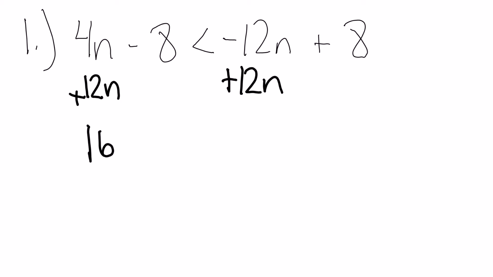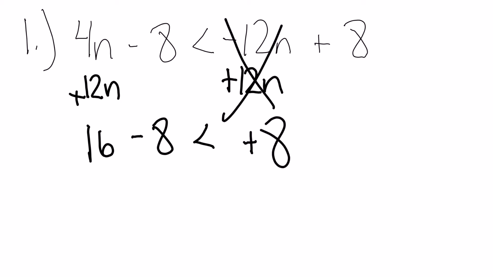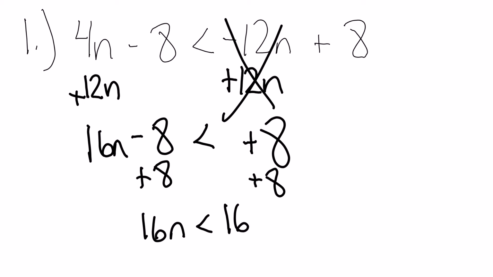So I get 16n. Nothing happened to this 8, so it stays the same. It stays less than. It turns into, that cancels out, so you're just left with plus 8. You don't even need the plus sign there. Now I can do PEMDAS backwards. So I add 8 to both sides, because that gets rid of subtraction. That leaves me with 16n is less than 16.